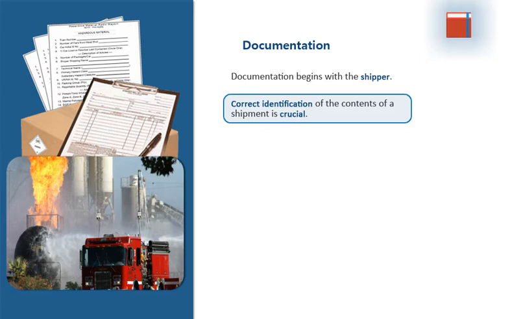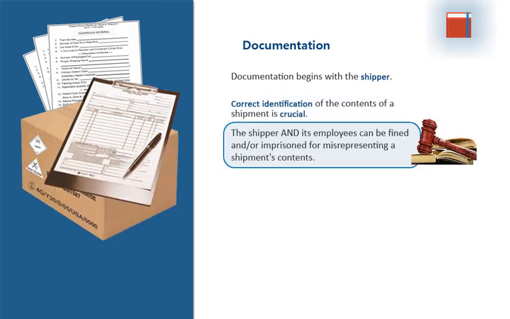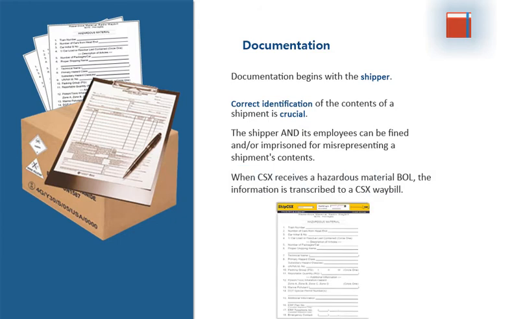Because of the critical nature of this information, the shipper and its employees can be fined and/or imprisoned for misrepresenting a shipment's contents. When CSX receives a hazardous materials bill of lading, the information is transcribed from the shipping papers to the CSX waybill. Remember, all hazardous materials transported by CSX require a CSX waybill.